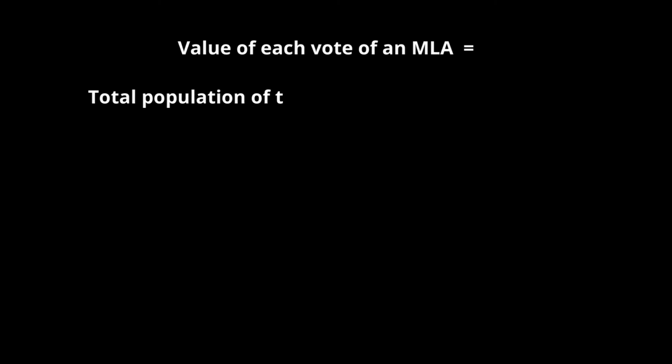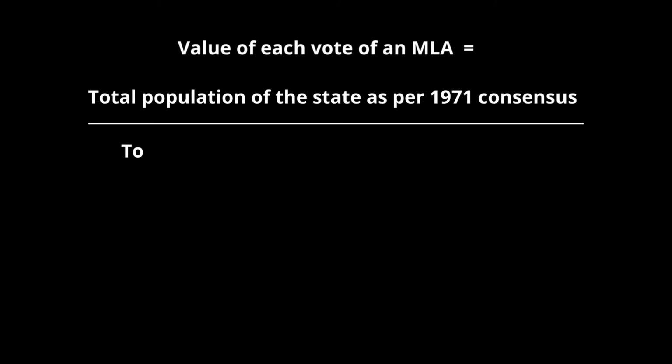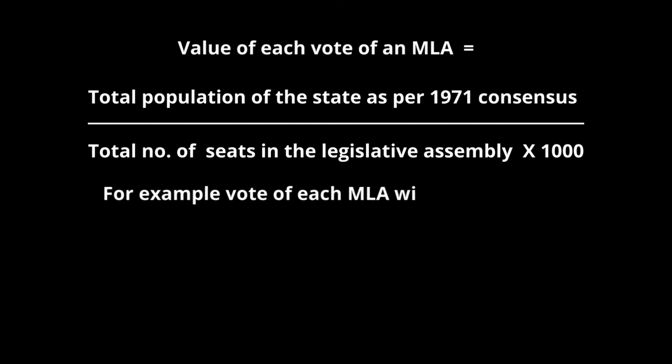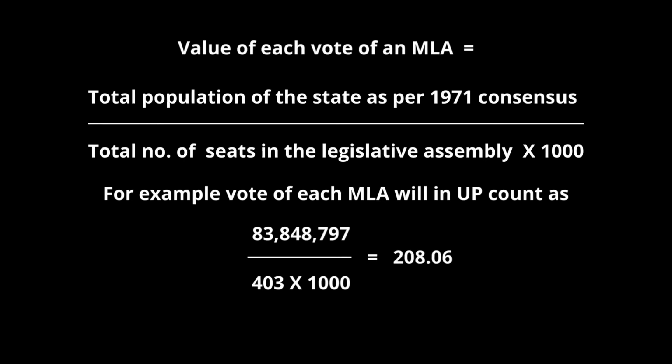For MLAs, the vote value is the total population of the state as per the 1971 census divided by the number of seats in the legislative assembly, into 1000. So if you take the case of Uttar Pradesh, it will come to somewhere around 208.6. Like this, the value of votes of each state is calculated. The total value of the votes of all the states and the union territories is 5,43,231 as per the Election Commission of India.